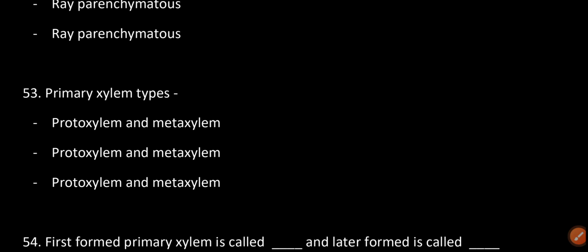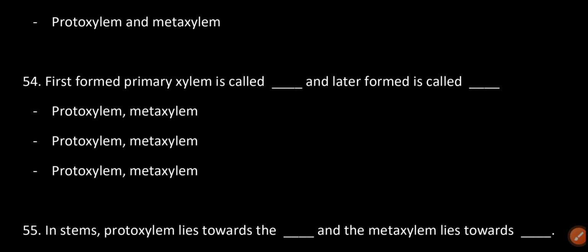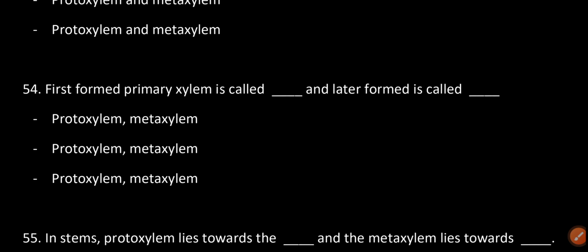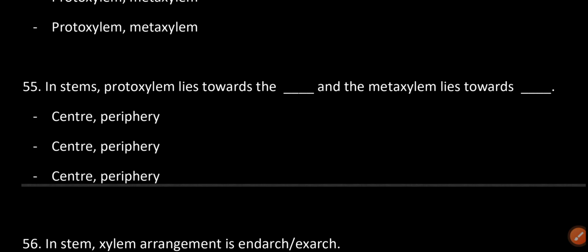Primary xylem types: protoxylem and metaxylem. The first formed primary xylem is called protoxylem and the later formed is called metaxylem. In stems, protoxylem lies towards the center and metaxylem lies towards the periphery.